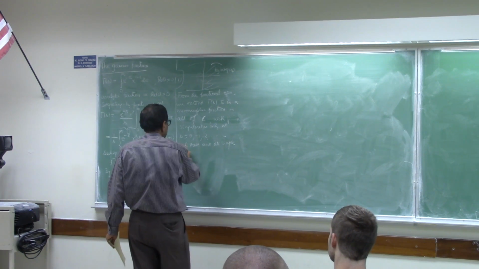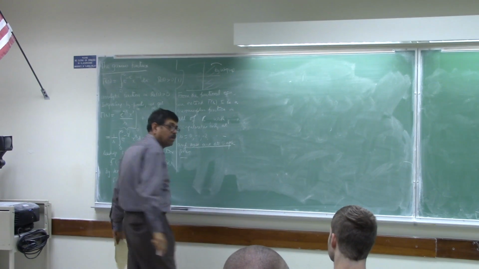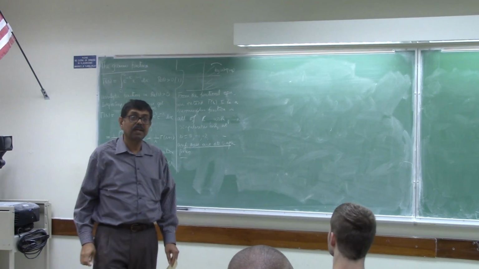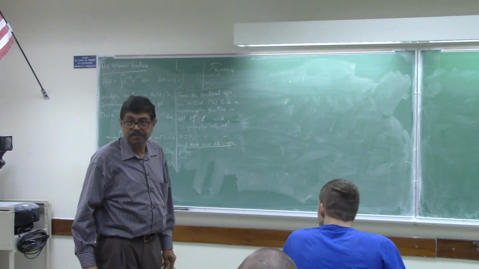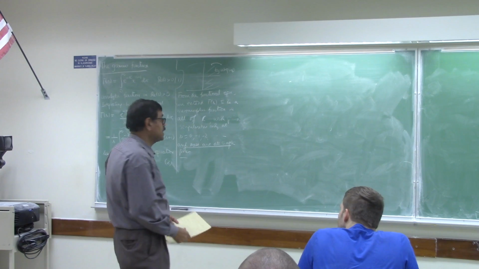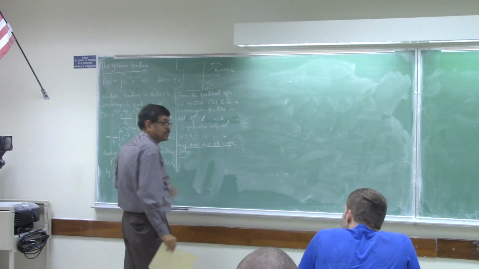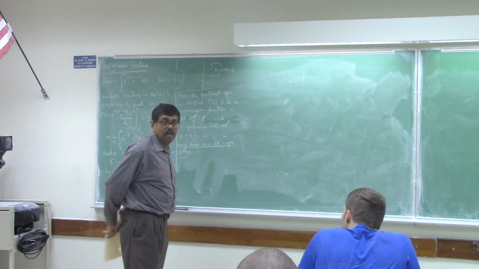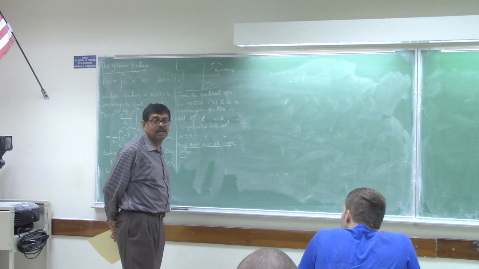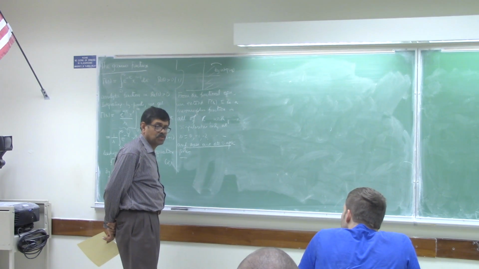So the gamma function has simple poles at the non-positive integers. Now what about zeros? It's very interesting that the gamma function actually has no zeros in the complex plane. And that comes from a product representation for the gamma function.